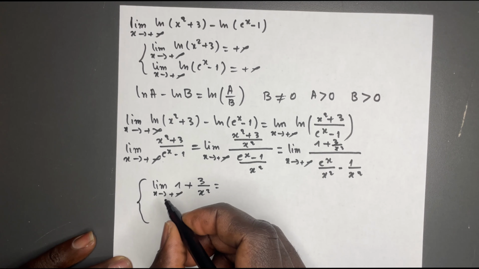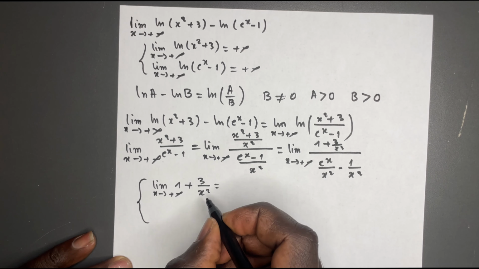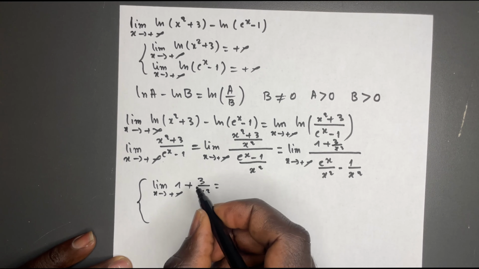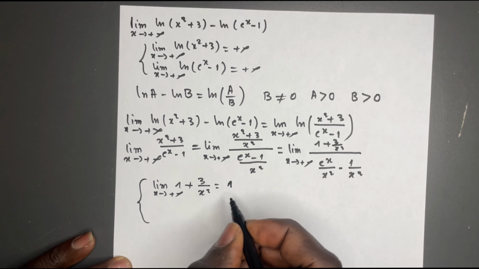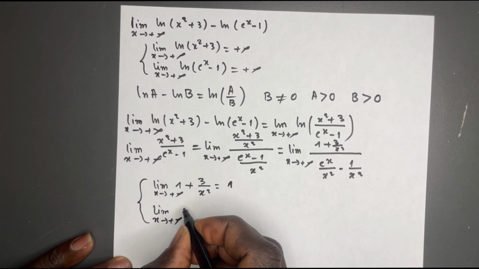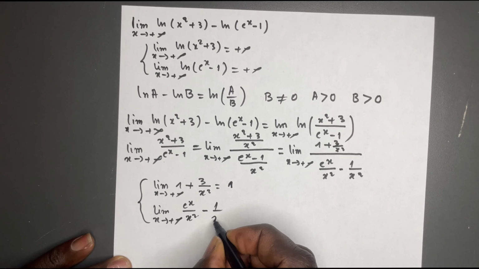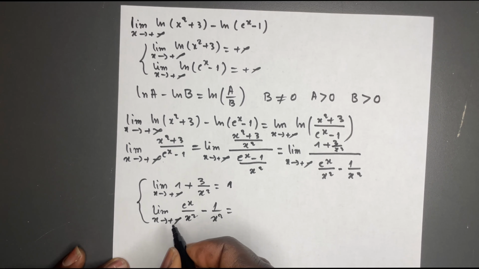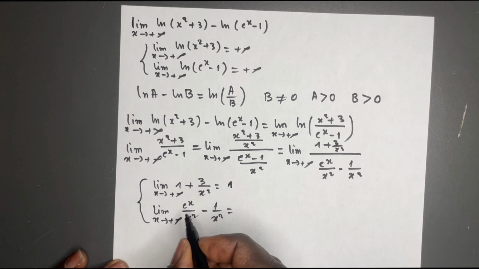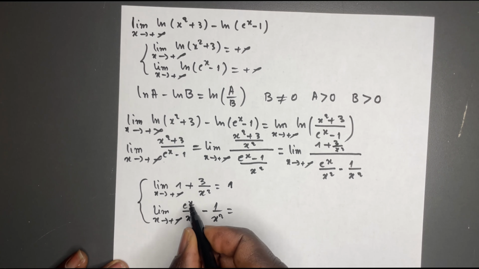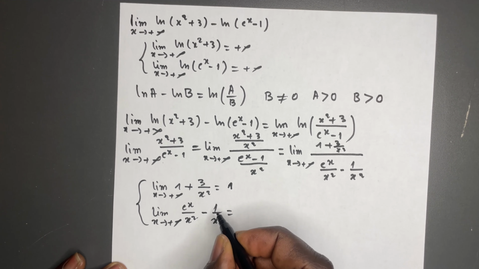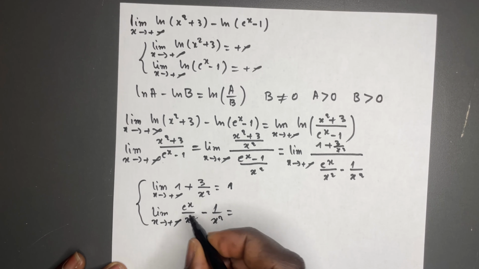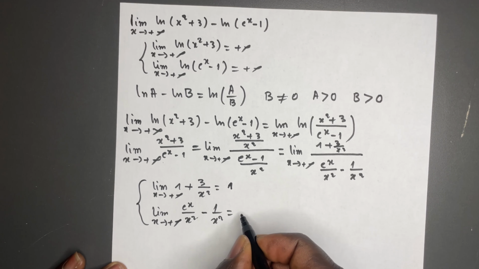As x approaches infinity, 3 over x squared tends to 0. We have here 0 plus 1, so this limit is equal to 1. As x approaches infinity, e to the x grows faster than x squared. So this expression tends to infinity, but this expression tends to 0. We have here infinity minus 0. That's going to give me infinity.